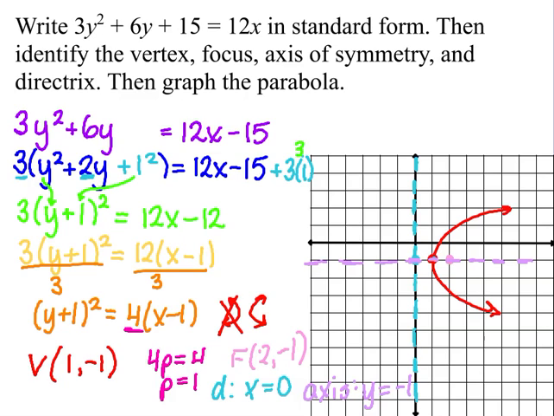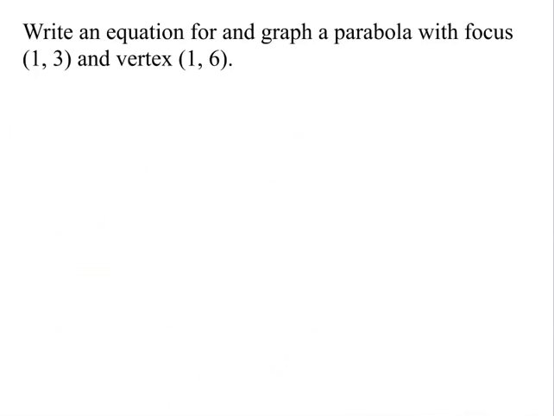So now what we're going to do is look at what happens when you don't have an equation and you just know parts of the equation. Okay, so write an equation for and graph a parabola with focus 1, 3 and vertex 1, 6. Okay, I'll let you get that down and then we'll continue.